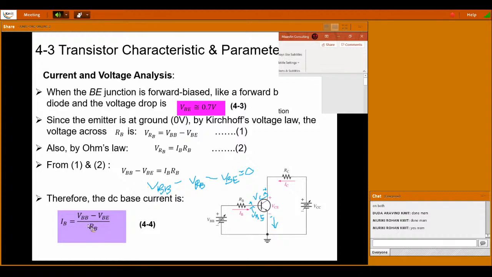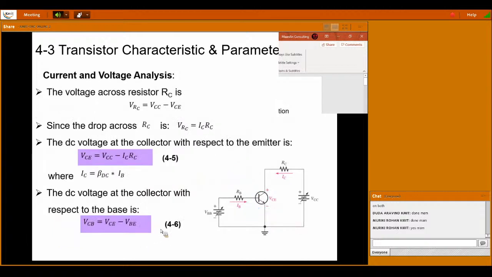Hence here (VBB - 0.7) divided by RB can give you the base current. Next, I'll move to the next slide. In this one, let me find the output current IC.